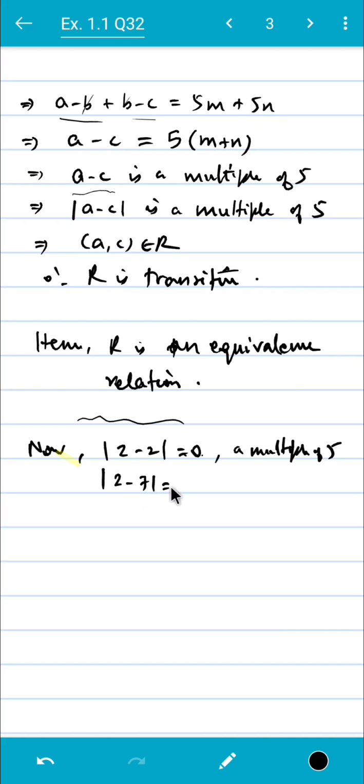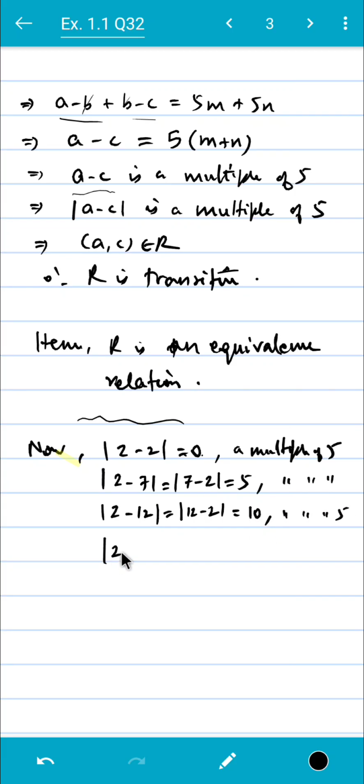2 minus 7, so is 0, or we can even say which is equal to 2. 7 minus 2, this is equal to 5, a multiple of 5, right, the same. Then even 2 minus 12, so 12 minus 2, same, we get 10, a multiple of 5. Then finally 2 minus 17 equals 17 minus 2, this is 15, which is also a multiple of 5.